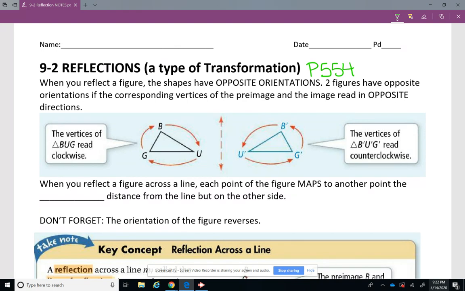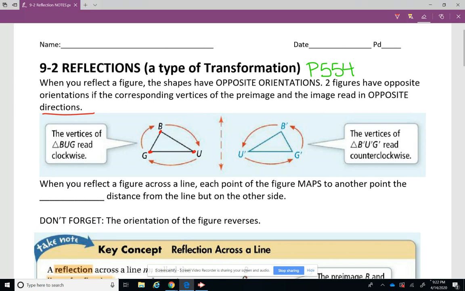When you reflect a figure, the shapes have opposite orientations. Okay, so they're opposite. Two figures have opposite orientations if the corresponding vertices, so we're talking about vertices like B, G, U, of the pre-image, that's the original, and the image, which is a copy, read in opposite directions. So let's check this out here in this example.